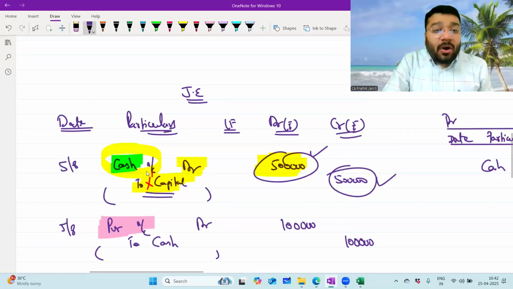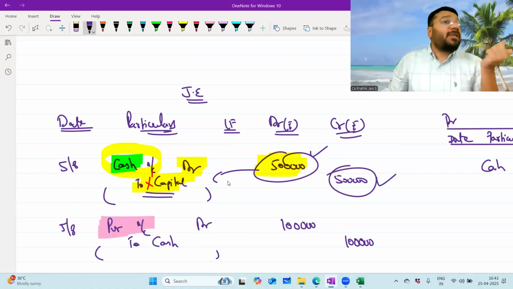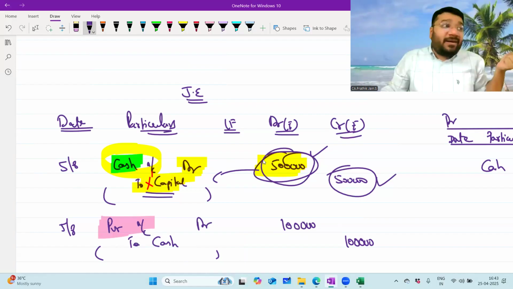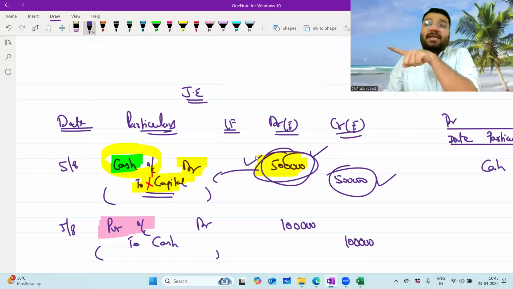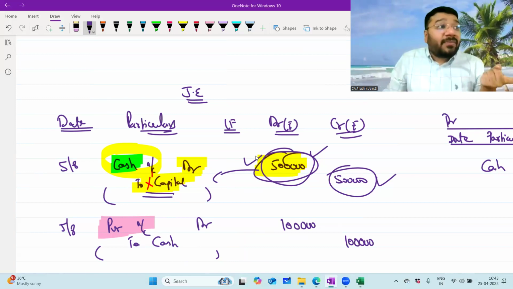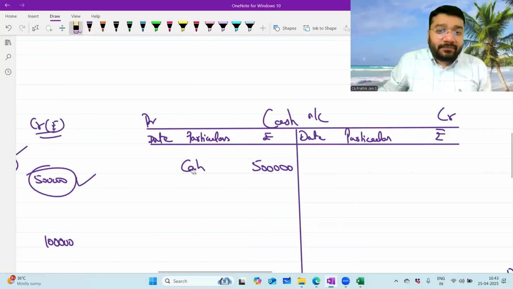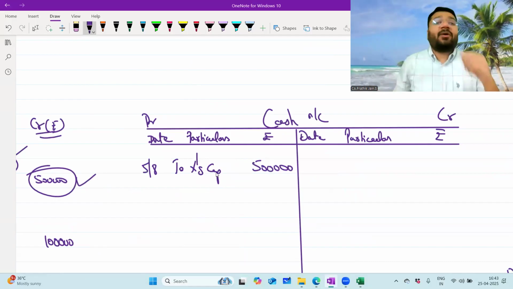So always we record the description of the opposite party. For this 5 lakh, who's the opposite party? Opposite means debit's opposite is credit, credit's opposite is debit. Now 5 lakh is in debit, which I recorded in the ledger. Who's the opposite of debit 5 lakh here? To excess capital. So 5th of August, to excess capital, 5 lakh rupees.